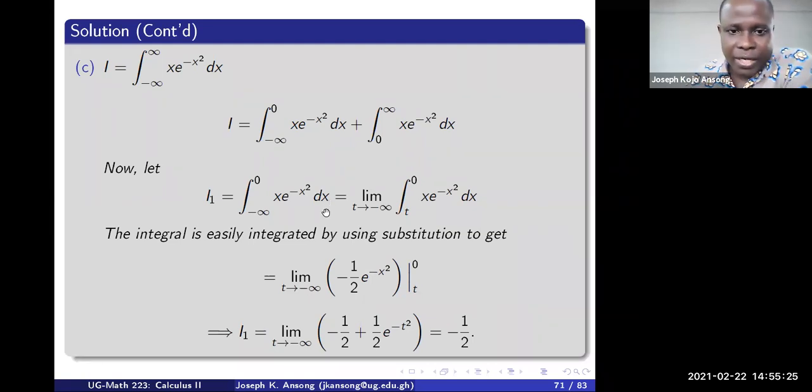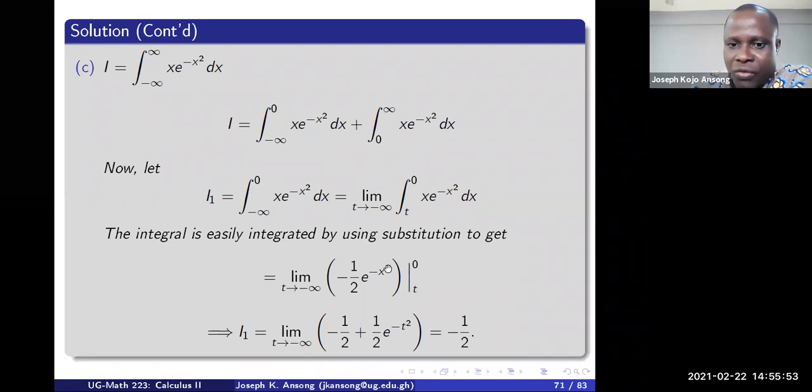Okay, so what do we get here? Again, I replace this with a t. So I'm going to have a limit as t goes to negative infinity of this expression here. I haven't gone through all the details of how you integrate this, but we have learned different techniques of integration. You can use the method of substitution. Substitute for x squared. If you substitute for that, then you can easily integrate this. When you integrate it, you're going to have negative 1 over 2 e to the minus x squared, and the limits are from t to 0.